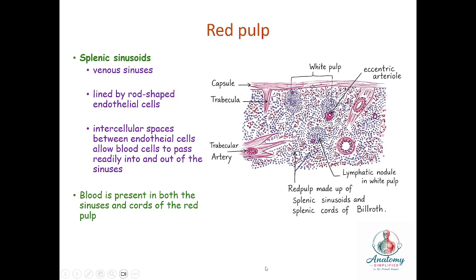So that was the basic architecture of the spleen. So we saw the spleen has a capsule, trabeculae, red pulp, white pulp. In the red pulp, we have splenic sinusoids and splenic cords of Billroth. In the white pulp, we have the periarterial lymphatic sheath and eccentrically placed arteriole.